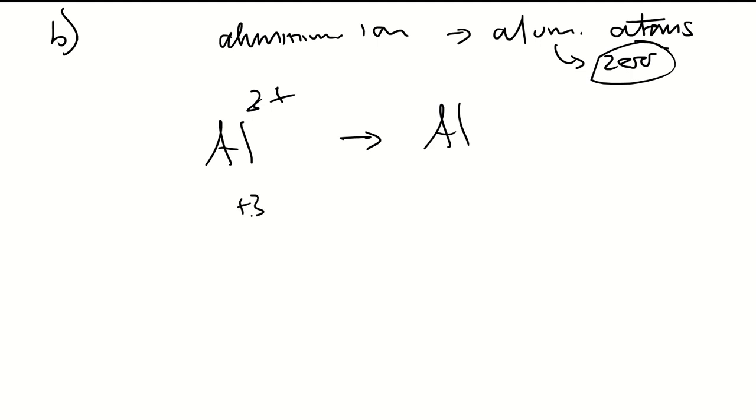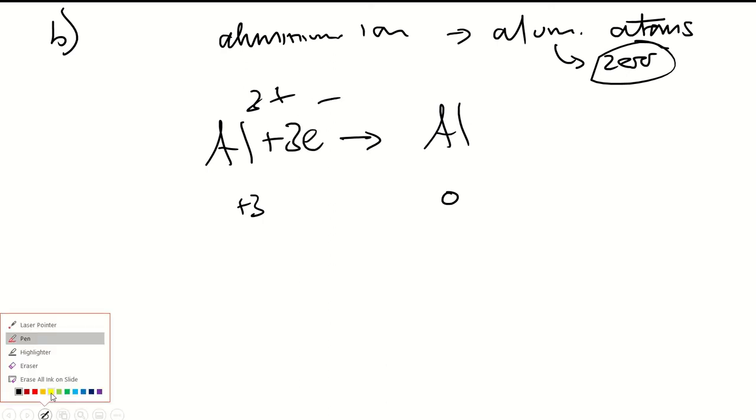We've got plus 3 on this side, we've got 0 on this side. I need to balance them up. I need 3 negative charges, 3 electrons. There you go. Hopefully we're starting to get this now.